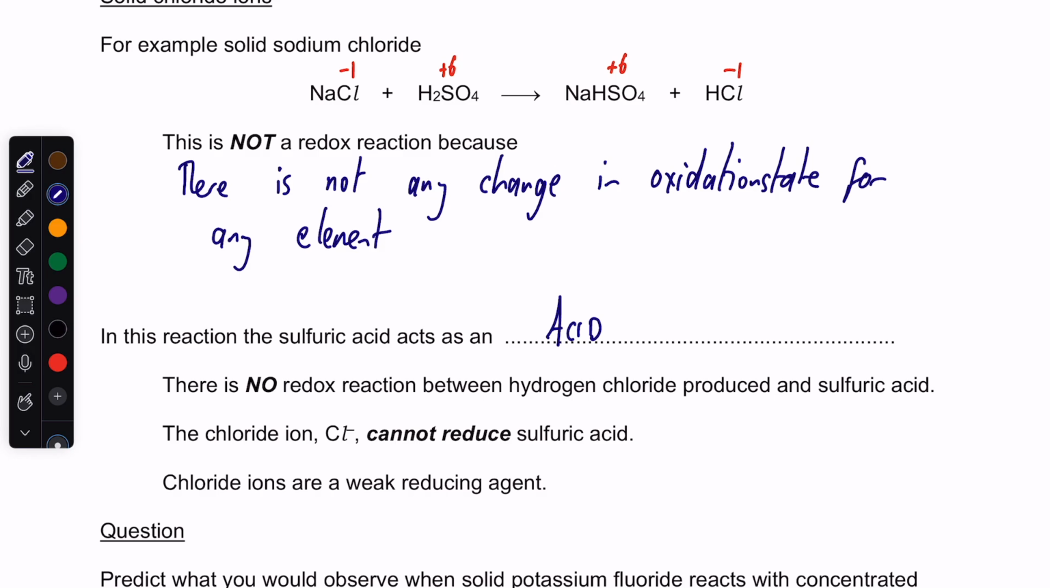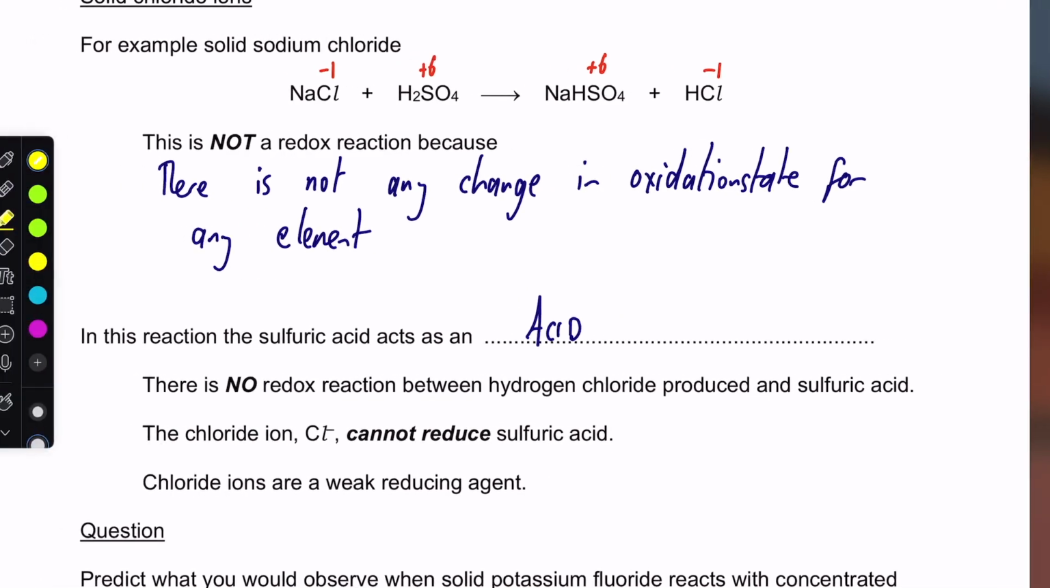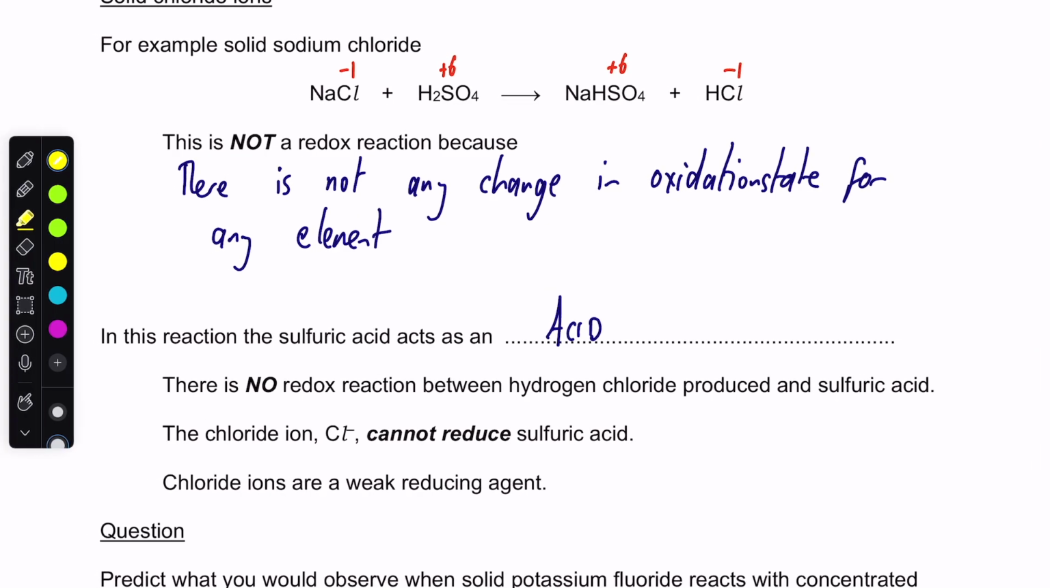So there is no redox reaction between the hydrogen chloride produced and the sulfuric acid. The chloride ion cannot reduce the sulfuric acid. Chloride ions are weak reducing agents, and a reducing agent is an electron donor.